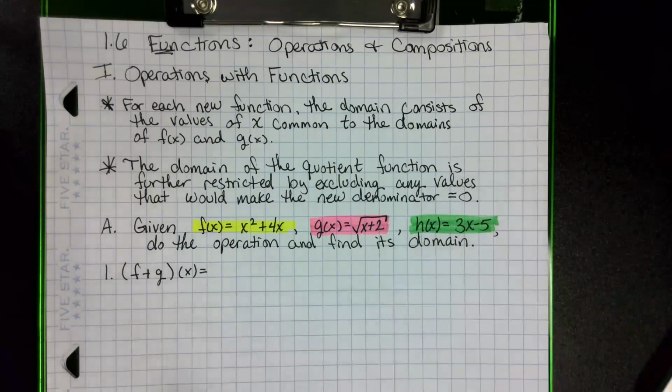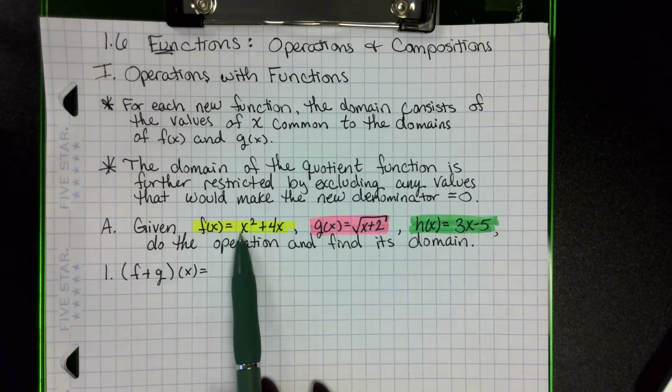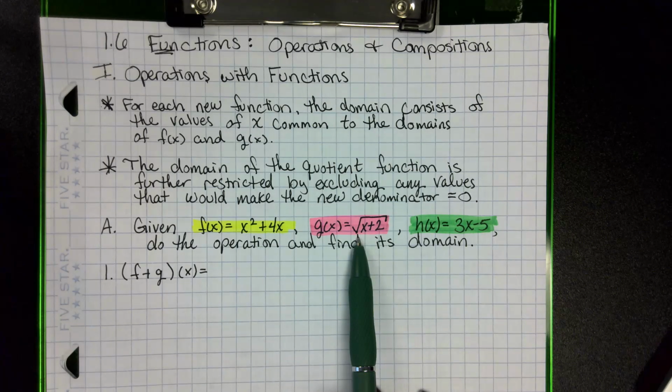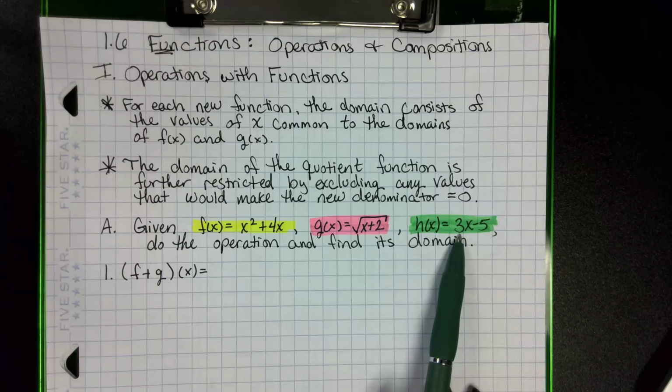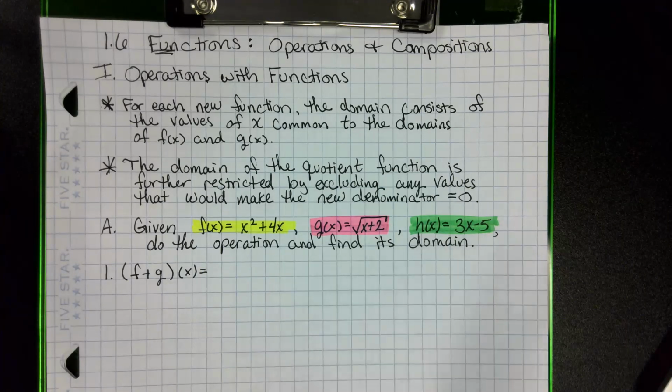All right, so we're going to just do some examples, one example of each operation. So if we're given that f of x equals x squared plus 4x, g of x equals the square root of x plus 2, and h of x equals 3x minus 5. Those are the three functions we're going to use for these examples. Do the operation and find its domain.